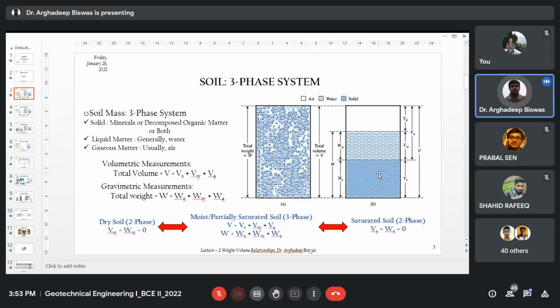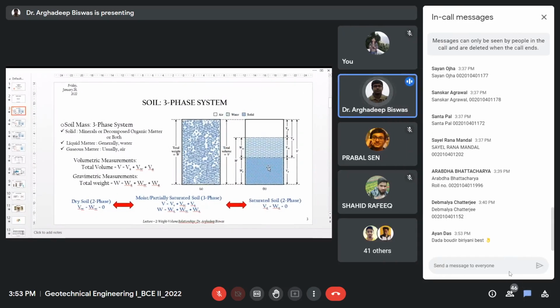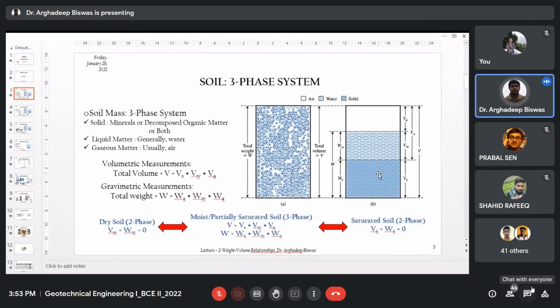Think of it as biryani. I think all of you know biryani. We have some rice, some chicken or mutton or egg, and some potato. Let's say potato is like the air void, mutton is like the water, and the rice part is your solid. So we can separate the individual things. But in general, when we eat or buy, we get the entire soil mass, that is the entire mixed up constituents of biryani. Got it?